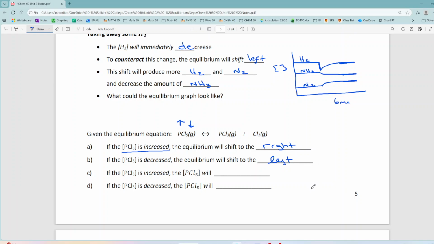A different way of asking this is, let's talk about PCl3 this time. If the concentration of PCl3 is increased, again, your equilibrium is going to shift to use it up, so I'm going to go left. So then the concentration of PCl5 is going to increase. If the PCl3 concentration was decreased, you're going to shift to make more, which means you're going to shift to the right, which means that the PCl5 concentration will decrease. Awesome. Go and try those questions.